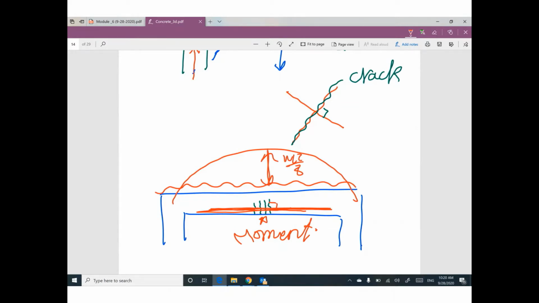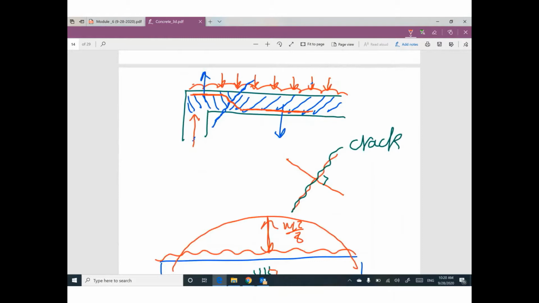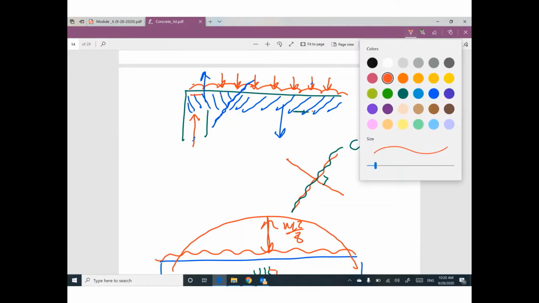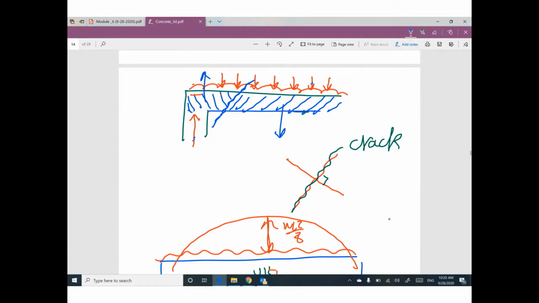But for shear, it is a different situation. Your cracks will be inclined cracks. So we have one option, the first option, to make your reinforcement bent like this. Or we have another option, the other option, to put stirrups, vertical stirrups. These stirrups will help to prevent these cracks.